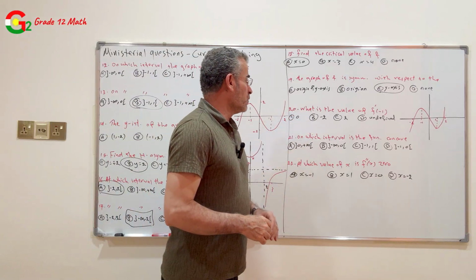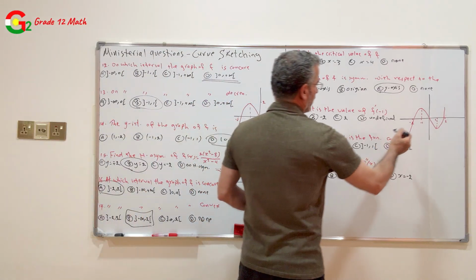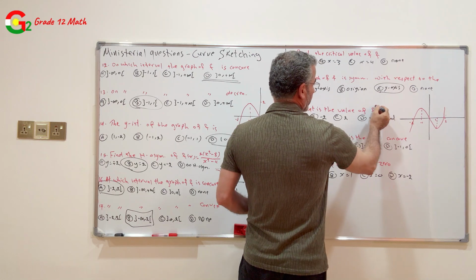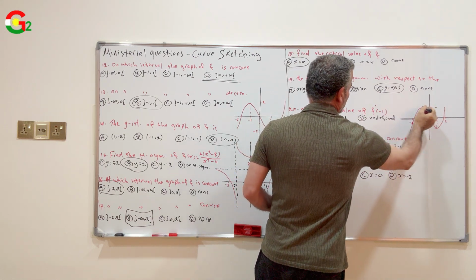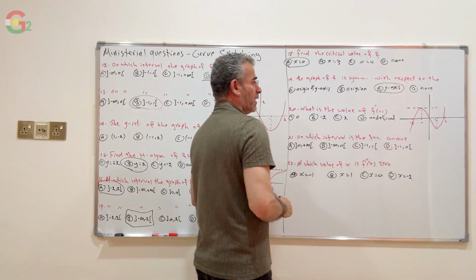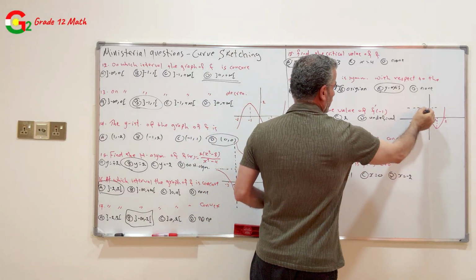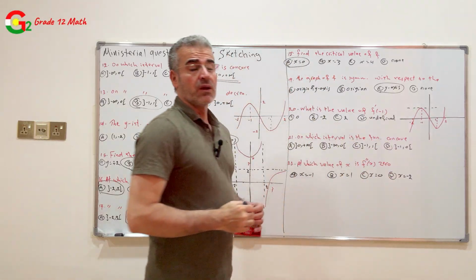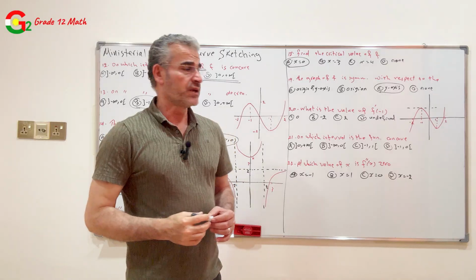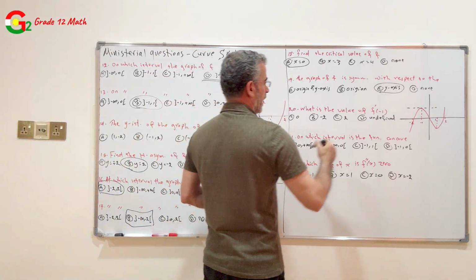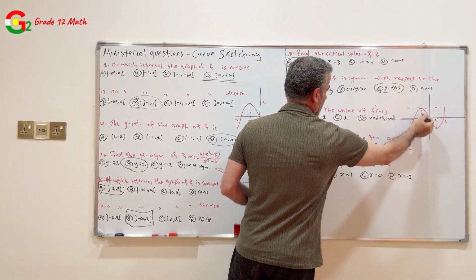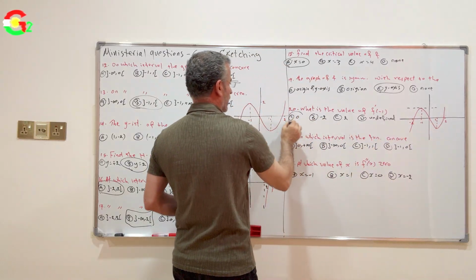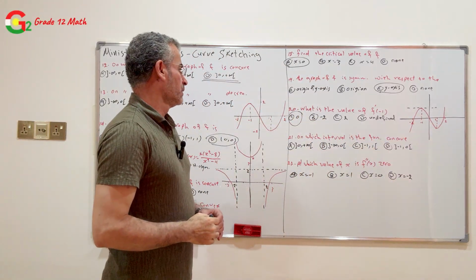What is the value of f prime of negative 1? As you see, we have a horizontal asymptote at negative 1. Therefore, f prime of negative 1 is 0. And the function changed from increasing to decreasing at this point. Therefore, the right choice is A.